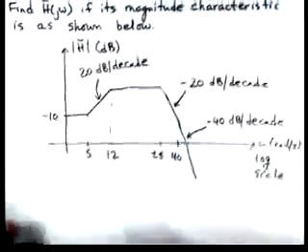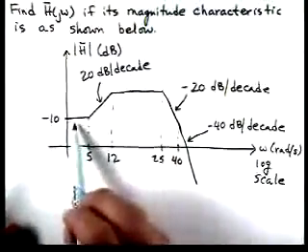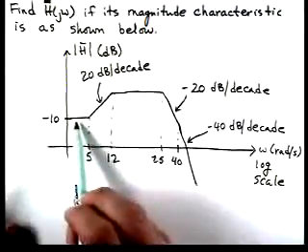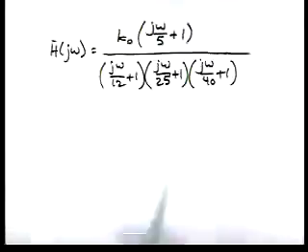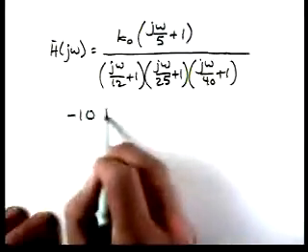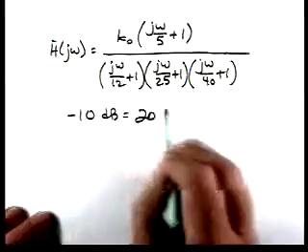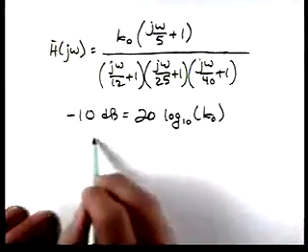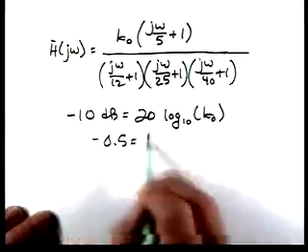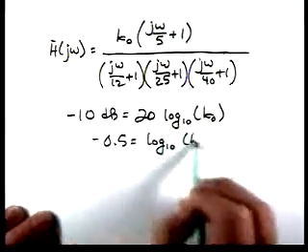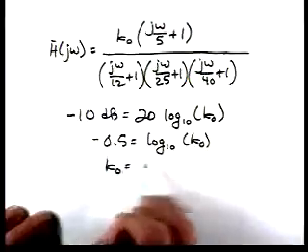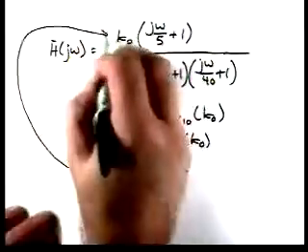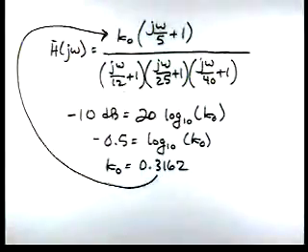So if we look, the gain down here at these lower frequencies is minus 10. So minus 10 dB is equal to 20 log base 10 of k0. So we have minus 0.5 is equal to the log base 10 of k0. If we solve for k0, then that's 0.3162. We substitute that in, that'll give us our expression for H of j omega.